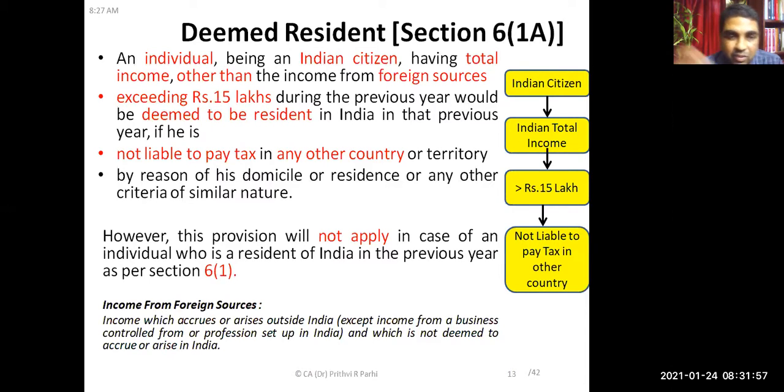Yes, sir. And this provision doesn't apply if the person is already resident as per section 6(1). Section 6(1) talks about 182 days or 60 days plus 365 days. We have already discussed that. If he's already resident under that section, then he will not be a deemed resident. Because he's already resident, there is no need to deem that person as a resident.